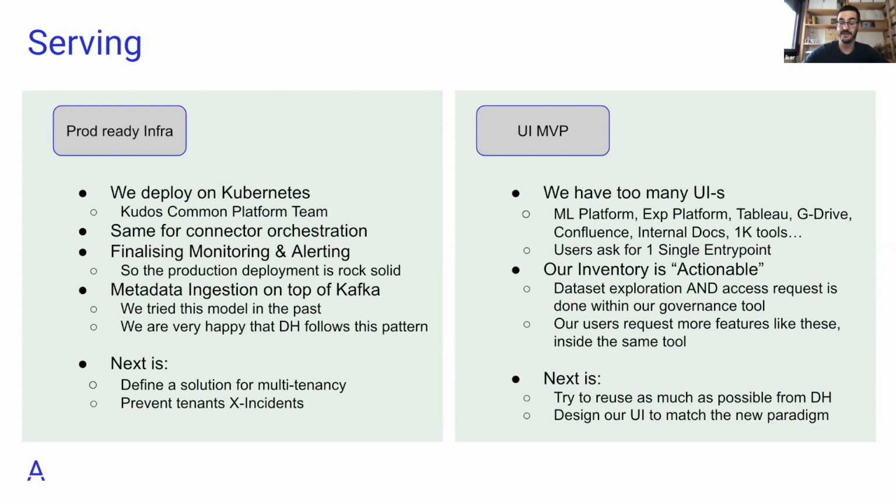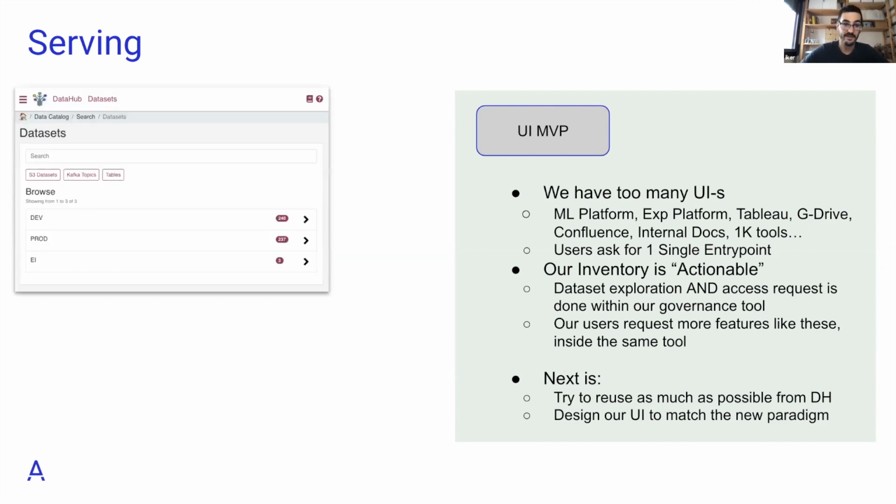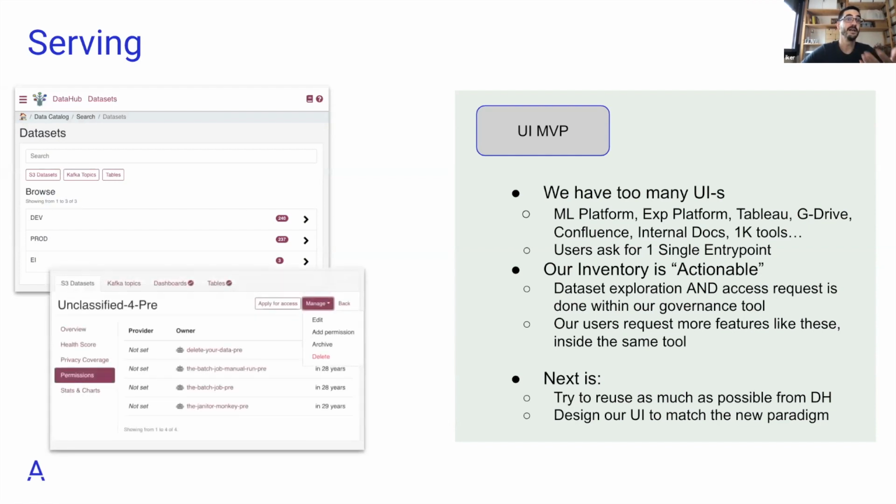And the reason is because we have these actionable things that we need to do in the data catalog. So for example, we can delete a data set, which actually deletes the data set and the information of the data set, or we can archive it, or we can add permissions, or we can edit the metadata, and it stores it in the source of truth.